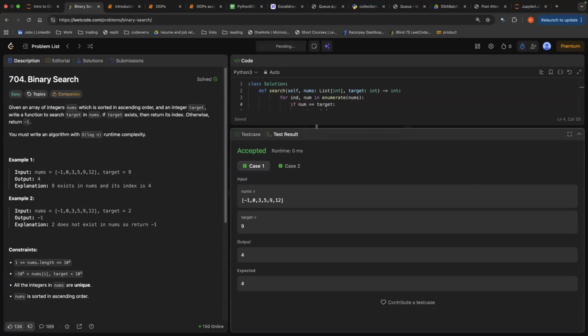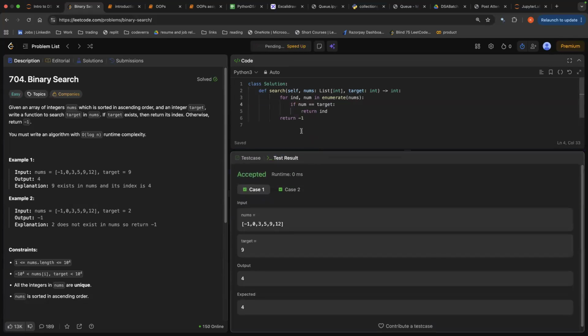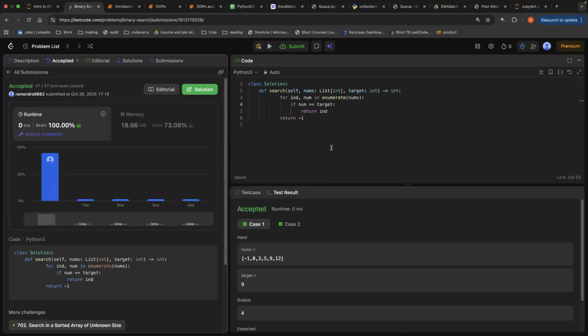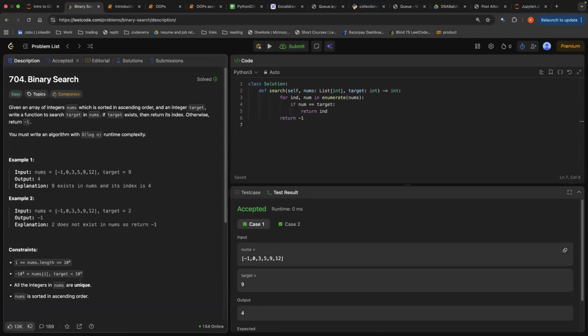If we submit, I don't know if it will work or not. Code is correct, and it is working fine. Analyze complexity we cannot do because I'm using the free version. But this is not an acceptable solution. It is working on LeetCode, but you have to write it in O of log n as per the question. So our binary search solution was correct.